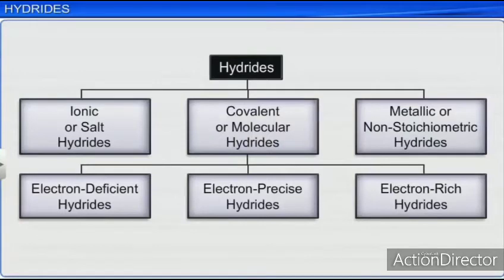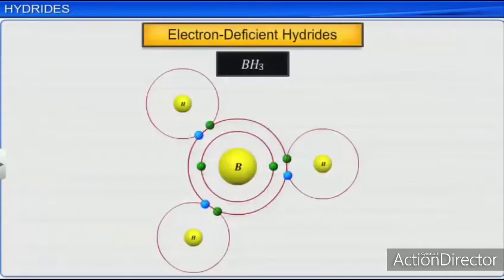The 3 different types are electron-deficient hydrides, electron-precise hydrides, and electron-rich hydrides. As the name suggests, electron-deficient hydrides do not have the required number of electrons to write their conventional Lewis structure. In other words, they do not have complete octets.